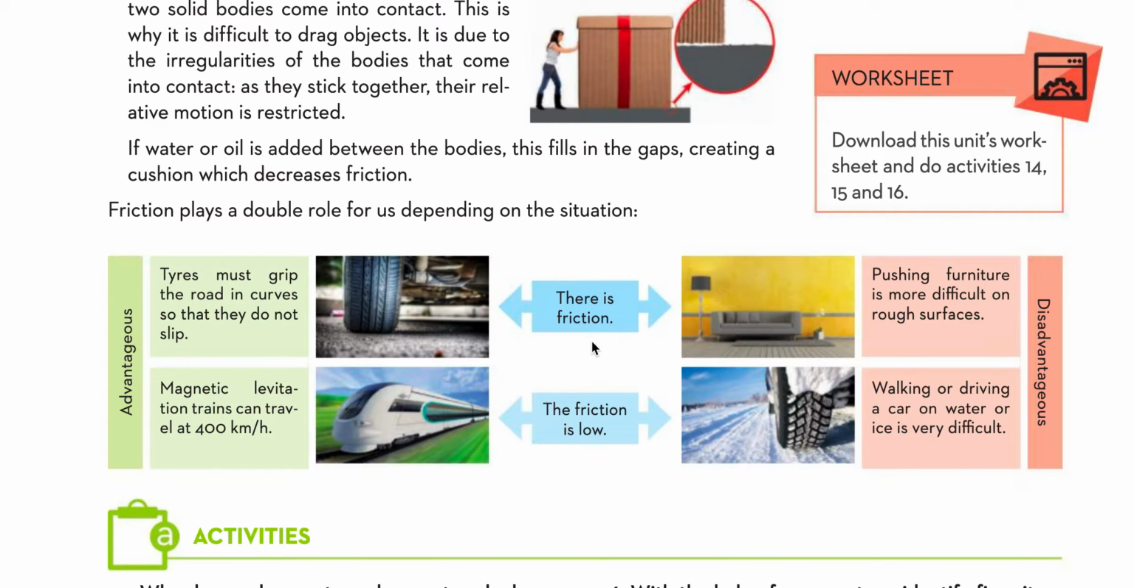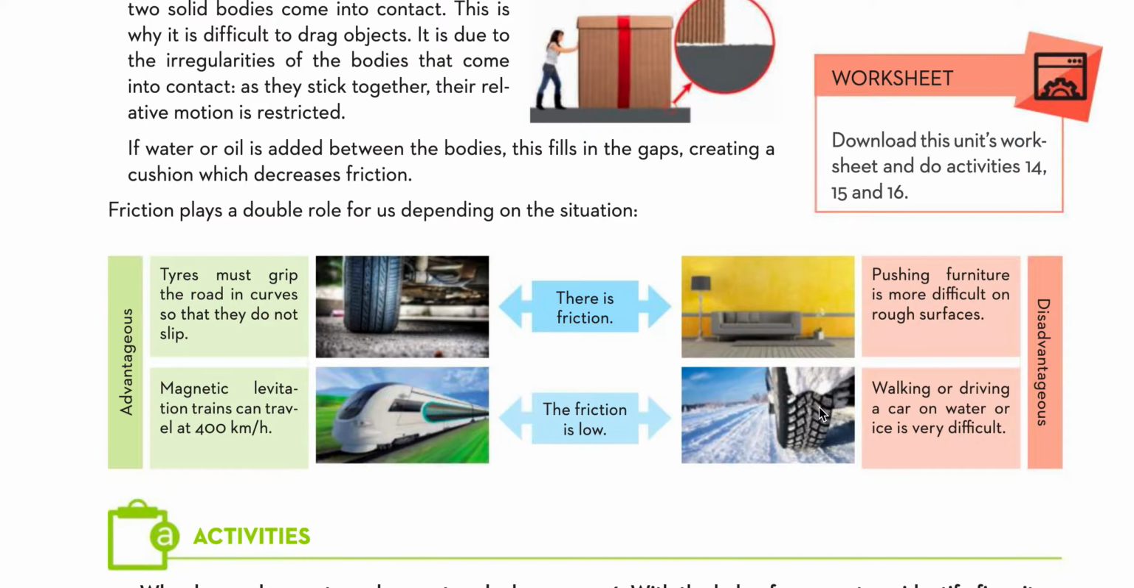For example, pushing furniture is more difficult on rough surfaces. Rough means something like this, okay? And flat, smooth is like that. Rough surfaces have some bumps. Tires must grip the road in curves so that they do not slip.